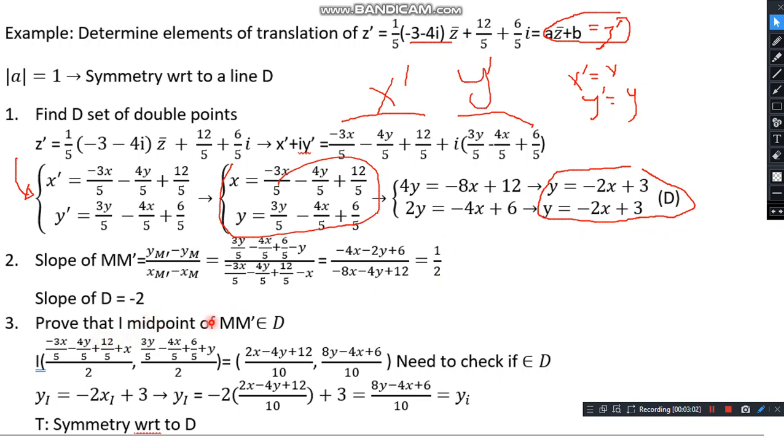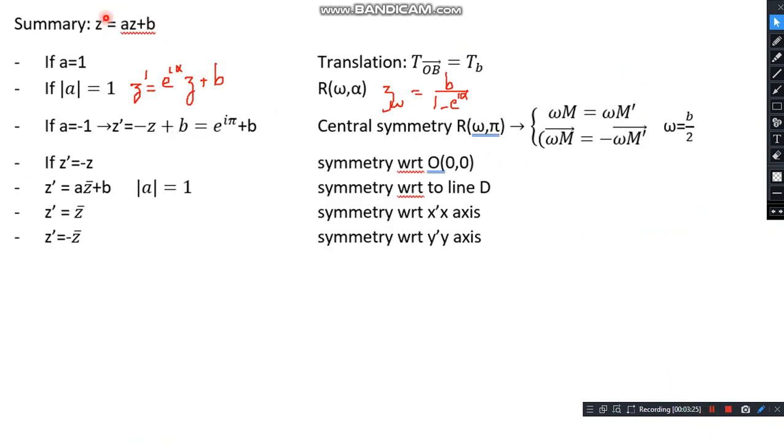And now we pick the midpoint of MM prime. It means (x prime plus x over 2, y prime plus y over 2). You have this point. You need to check that this point is on the line. So you replace here minus 2x plus 3 by this whole expression, as you can see here, plus 3. You're going to get the y of the point. Check it by yourself.